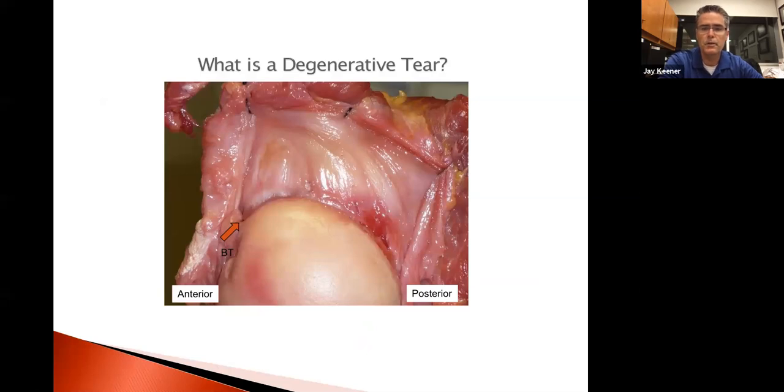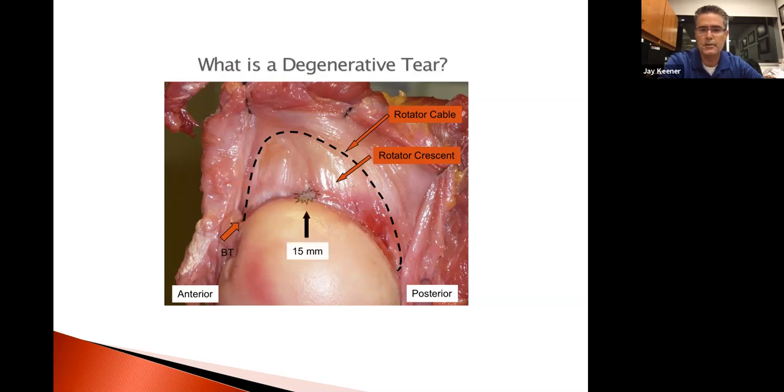It's important to look at the superior cuff anatomy. Dr. Burkhardt described the rotator cable, and just lateral to that tissue is the rotator crescent. This is the thinner tissue that has poor vascularity. When Jed and I were training, we were taught that the majority of rotator cuff tears actually start immediately posterior to the biceps tendon. But much of our research has shown that most tears initiate about 15 millimeters posterior to the biceps, and they propagate in both directions.